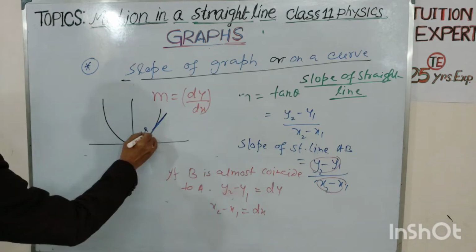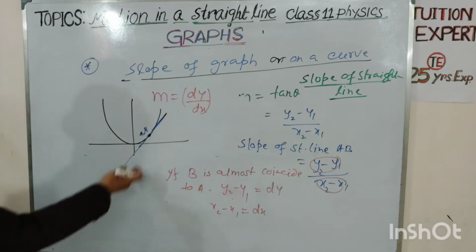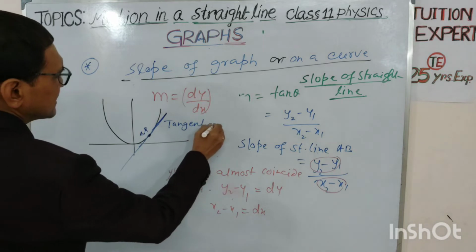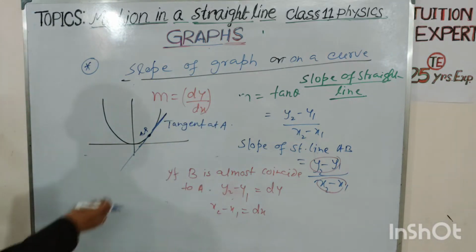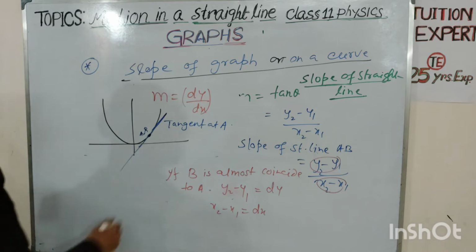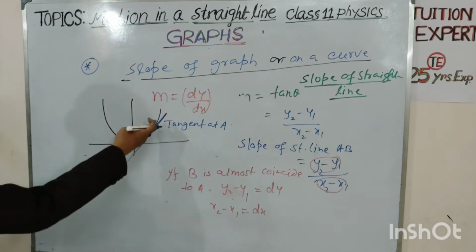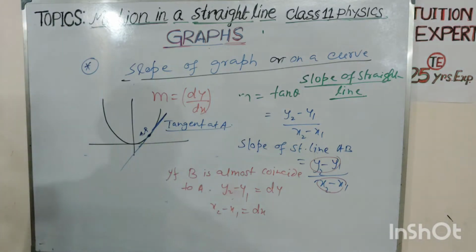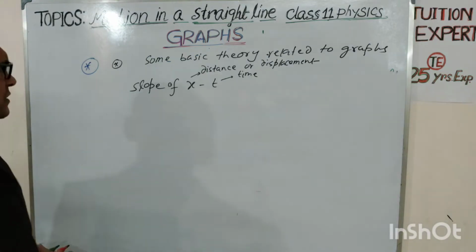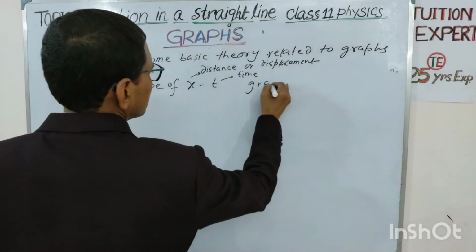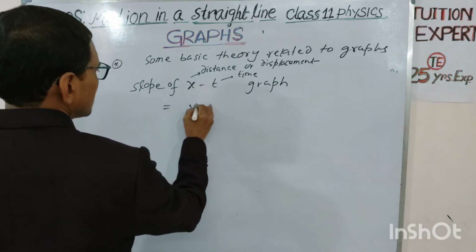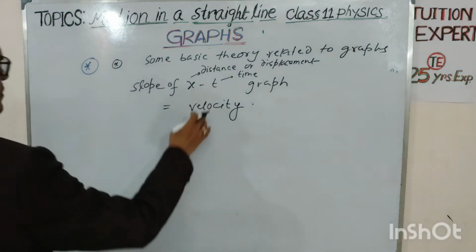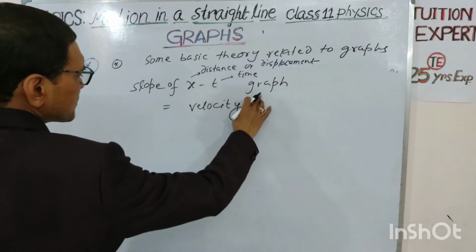If we draw the line through the points A and B, this will be the tangent at A. Now A and B coincide, so this becomes the tangent at A, because the line touches at the point A. Touching at the point means this becomes the tangent at A. So now the slope of the xt graph equals velocity. Displacement time graph gives velocity, distance time graph gives speed.